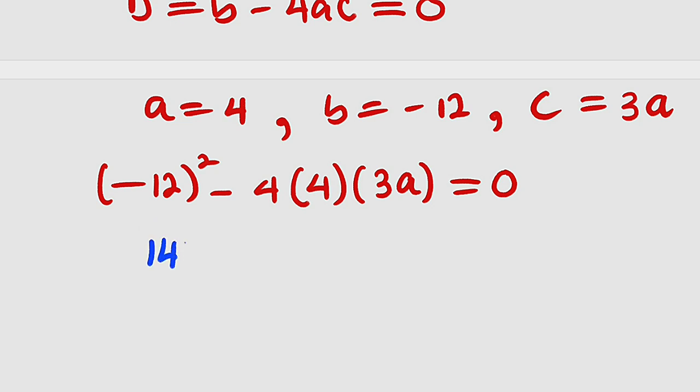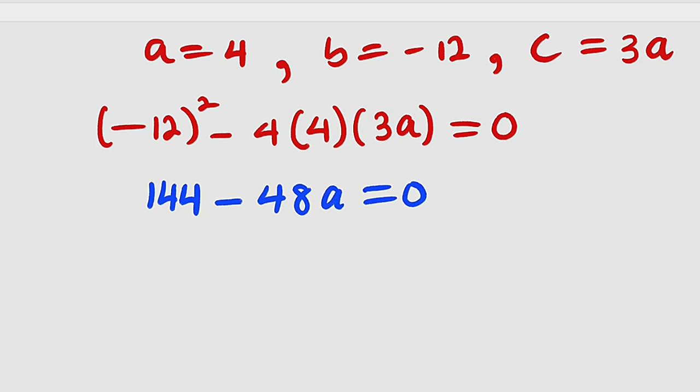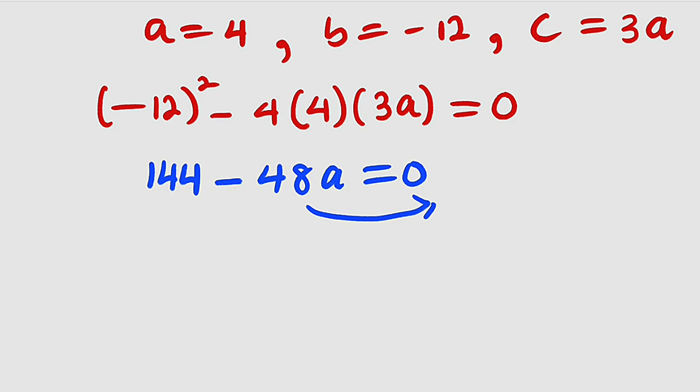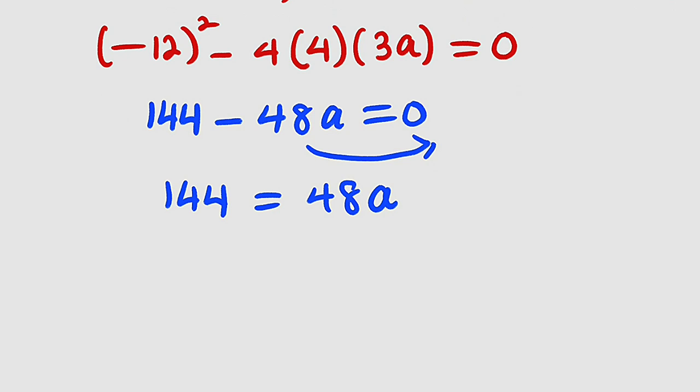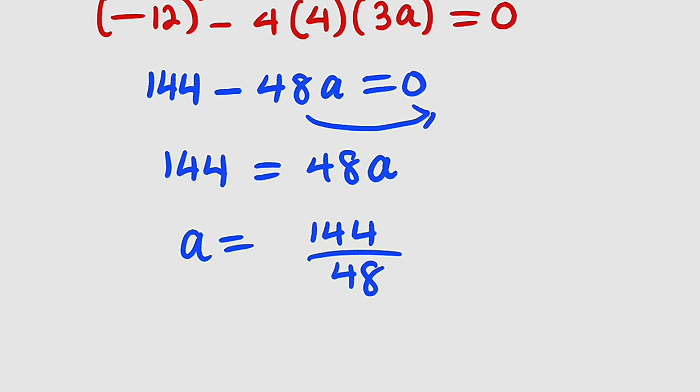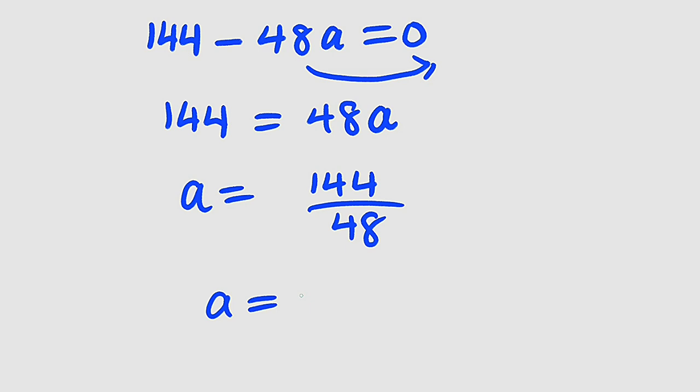Negative 12 squared is 144, minus 4 times 4 is 16, and 16 times 3 is 48. So we have negative 48a, and this is equal to 0. We take this one to the other side, and it becomes positive. So 48a equals 144, or 144 equals positive 48a. Remember, we are looking for a, so we divide both sides by 48. Therefore, a would be 144 divided by 48, and this is equal to 3. Therefore, the value of a is equal to 3.